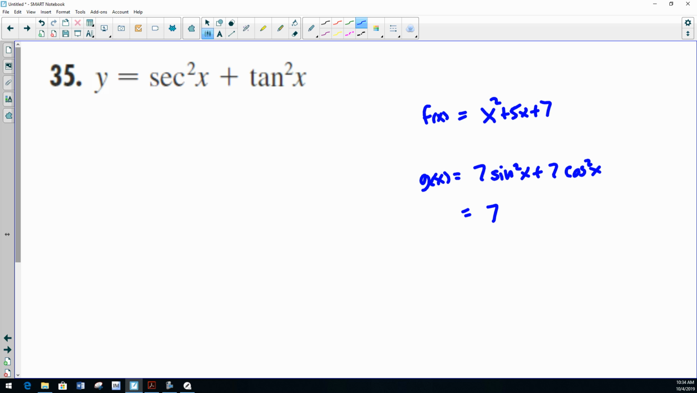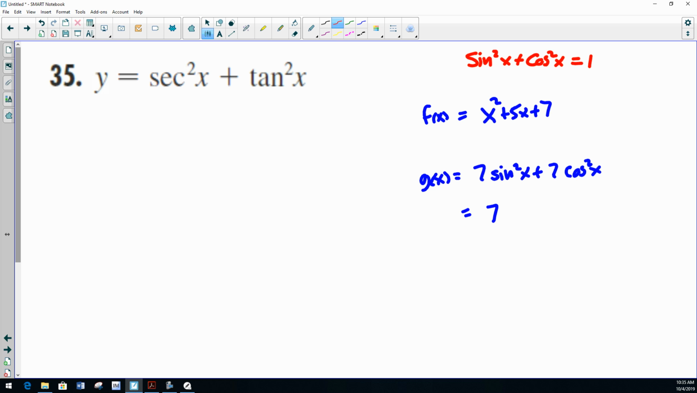Okay. Do you guys remember the main one? Sine squared plus cosine squared equals 1. Right? Sine squared plus cosine squared is always 1. So if I factor out the 7, what's left on the inside? Sine squared plus cosine squared, right?